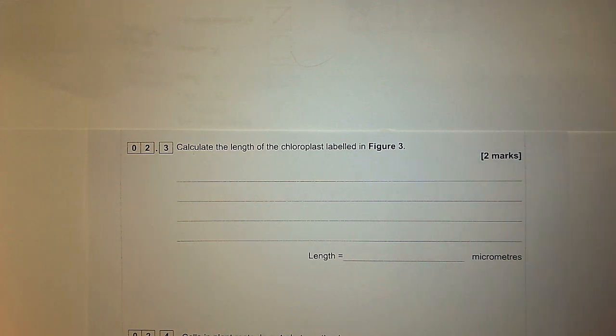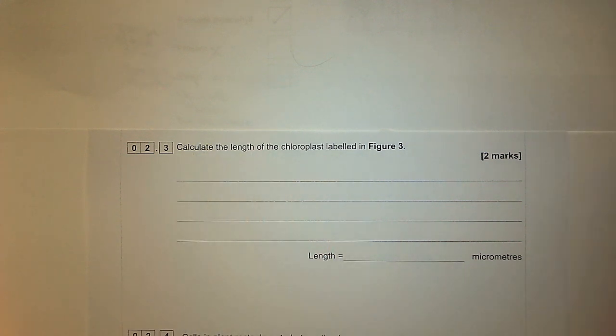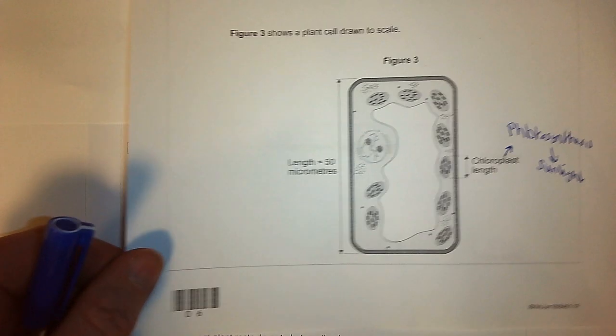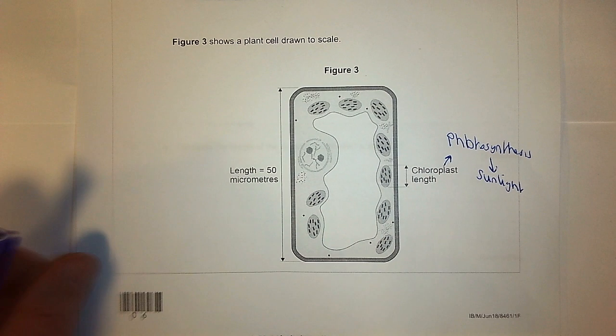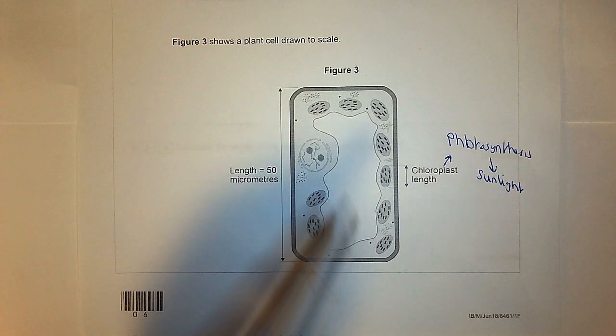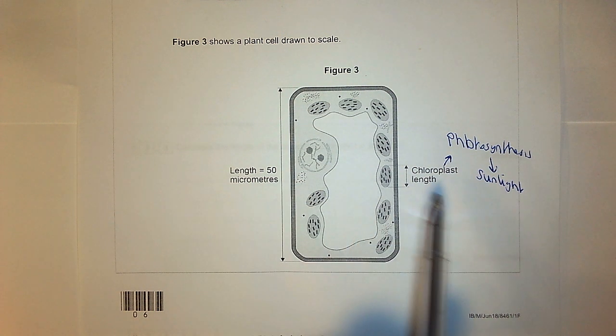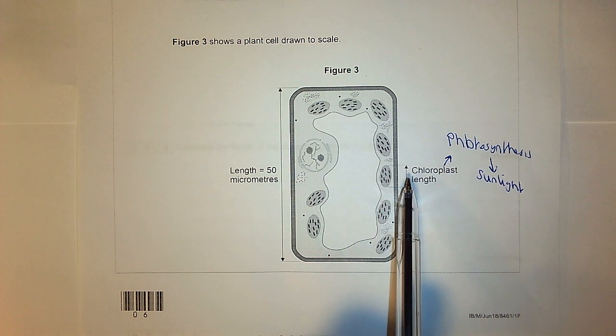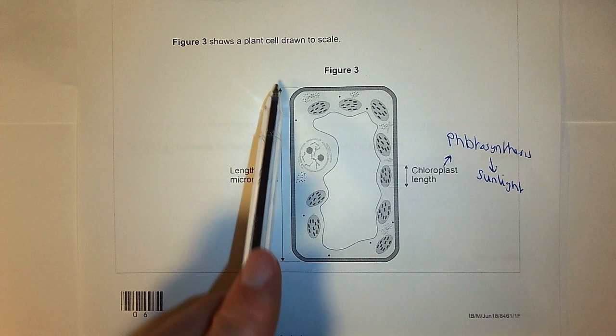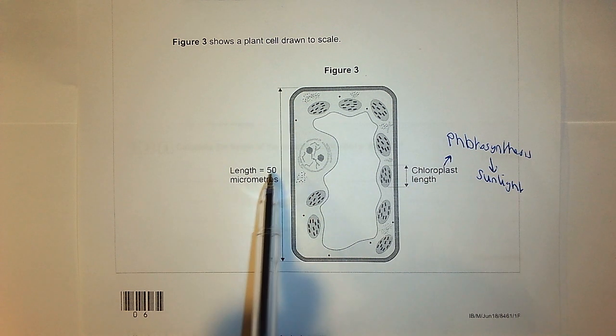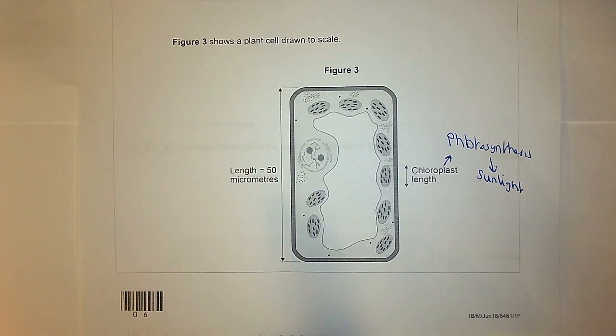It's a GCSE Biology exam question, and it's about magnification. It says calculate the length of a chloroplast labelled in figure 3. So if we take a look at figure 3, we can see that we've got a plant cell drawn to scale, we've got a chloroplast identified, and we're told that the length of this cell is 50 micrometers.